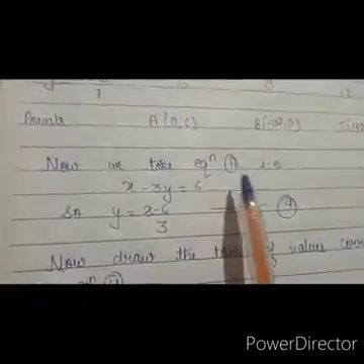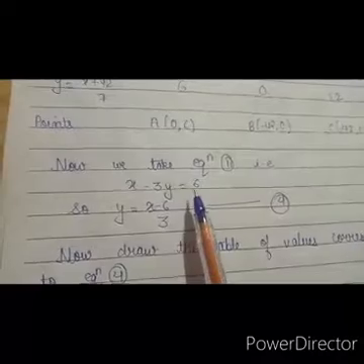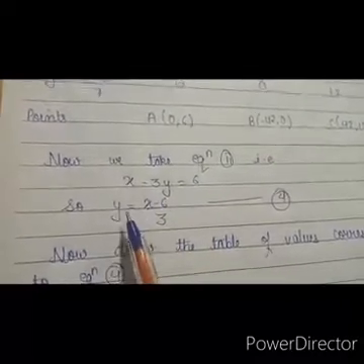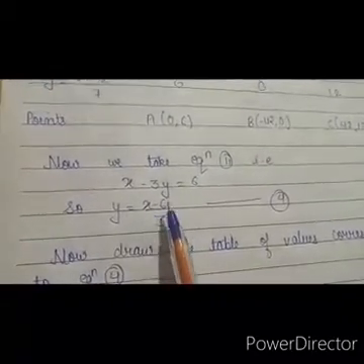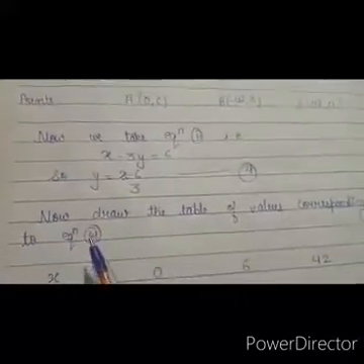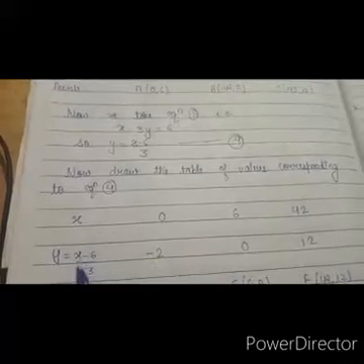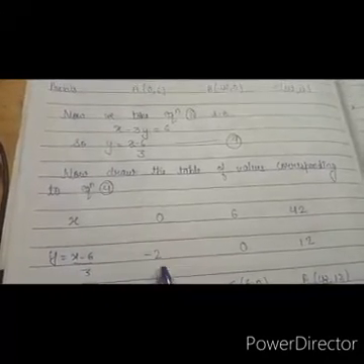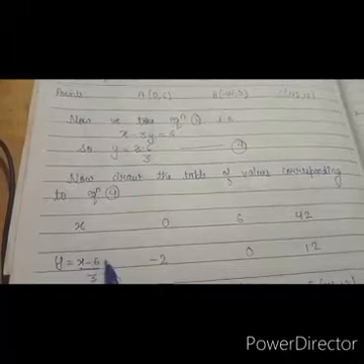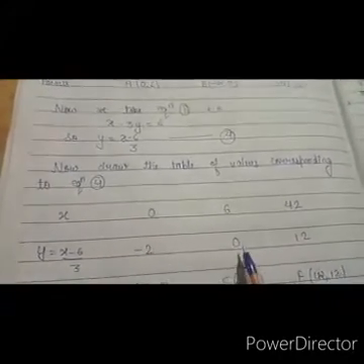Now we take equation second, that is x minus 3y equals 6, or we can write it as y in terms of x, y equals x minus 6 upon 3. Now we draw the table of values corresponding to equation 4. x, y equals x minus 6 upon 3. If we put x equals 0, we will get y equals minus 2, since 0 minus 6 equals minus 6 and minus 6 divided by 3 is minus 2. When we put x equals 6, 6 minus 6 is 0, 0 divided by 3 is 0, which means we will get y equals 0.